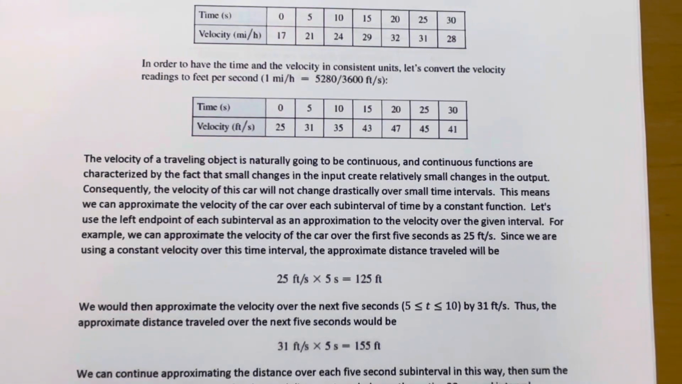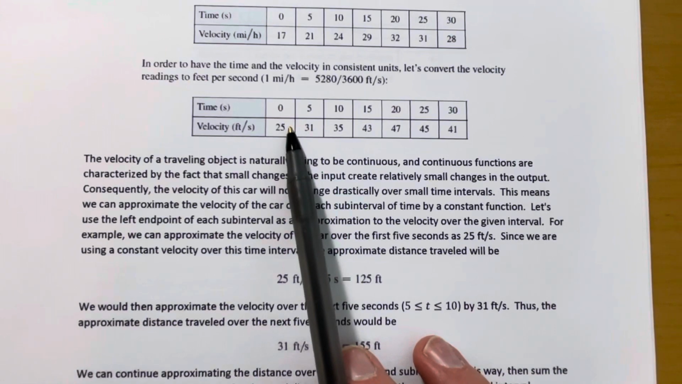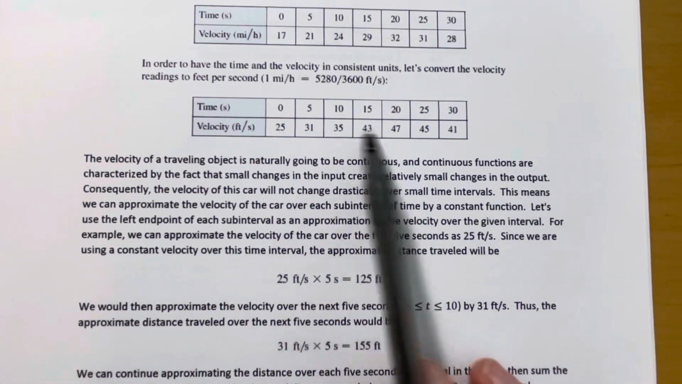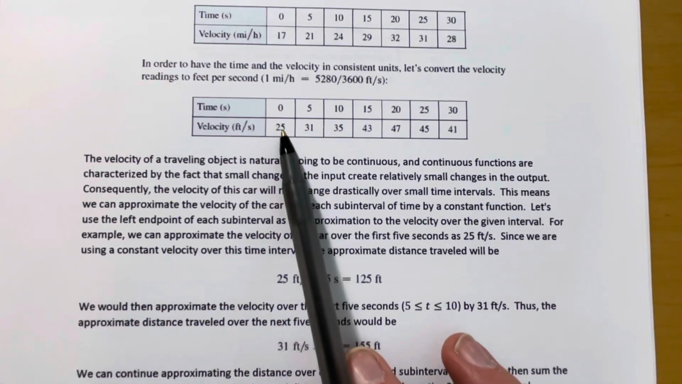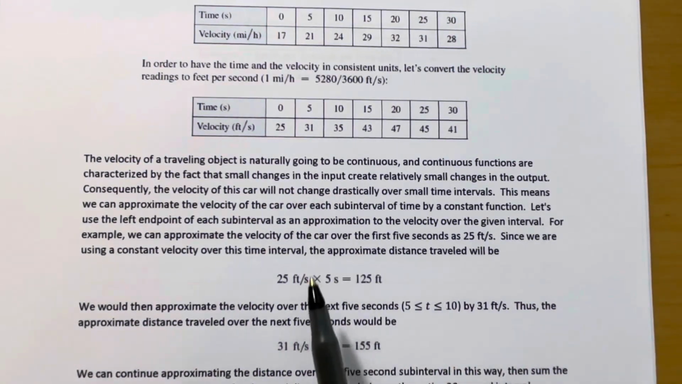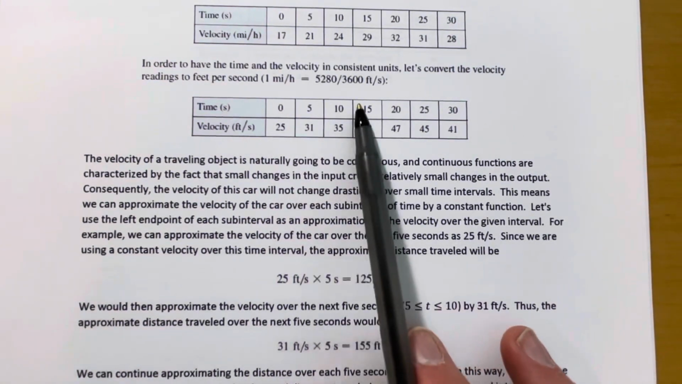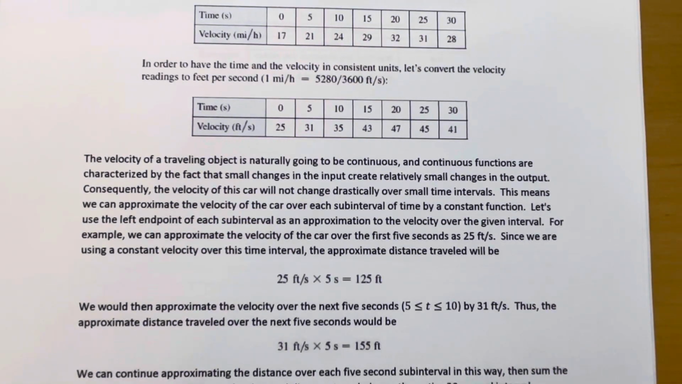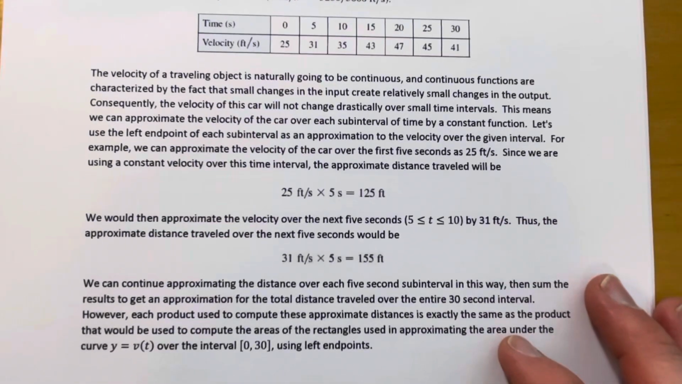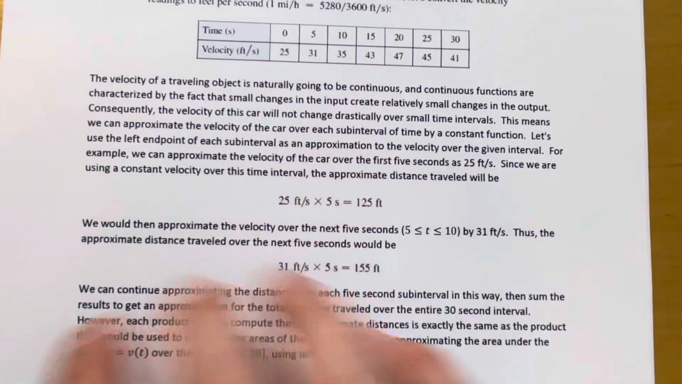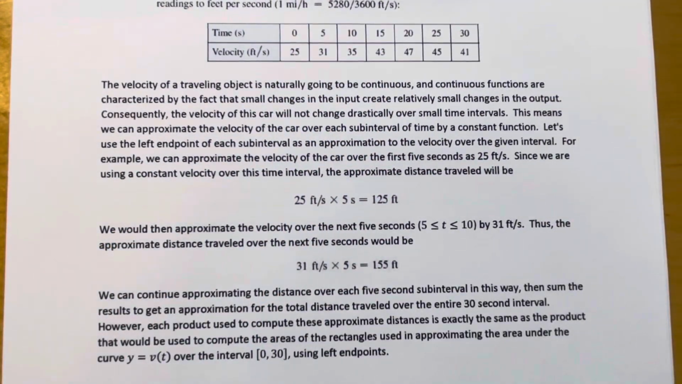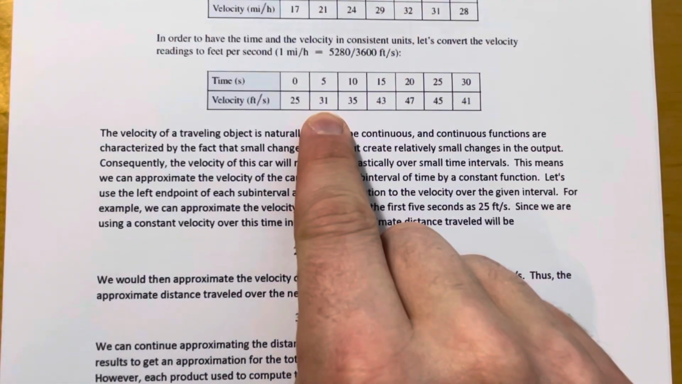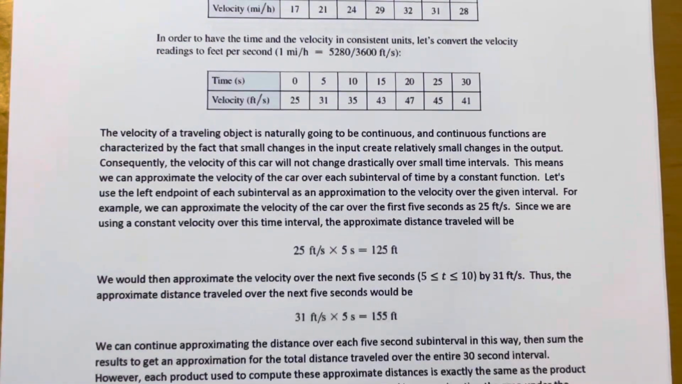I can keep doing that. I can keep approximating my velocity over each one of these subintervals using a constant, and in this case, I'm using the left endpoints as my constants, multiplying it by the interval in my time and getting a distance as a result. Then if I add up all of those distances, I would get an approximation for the total distance traveled over that 30-second time interval. Okay. I could have done the same thing using right endpoints as well. I could have used 31 times 5 for the first interval instead of 25 times 5.